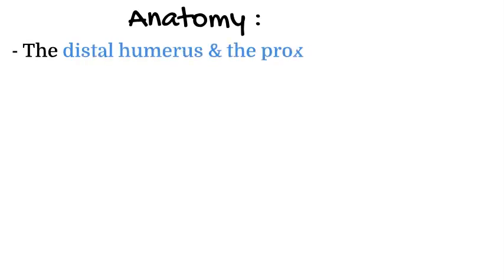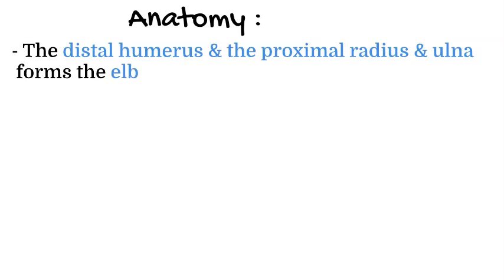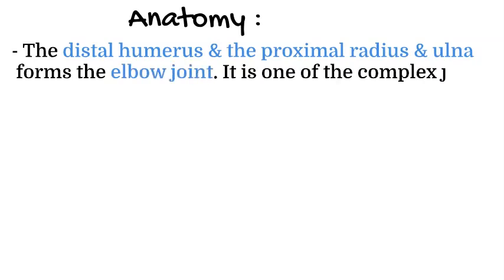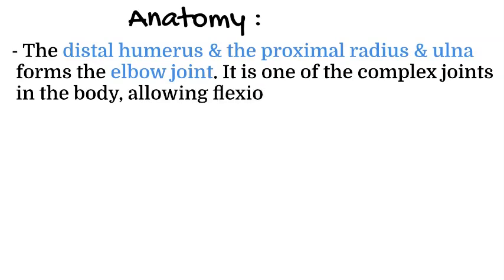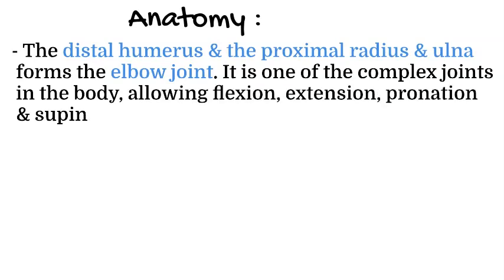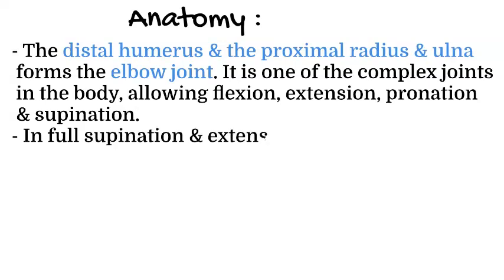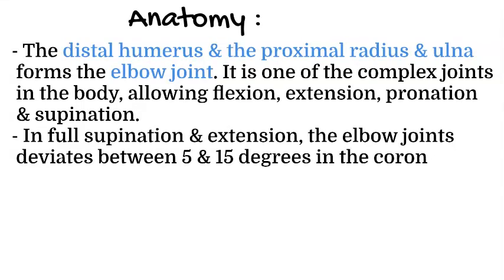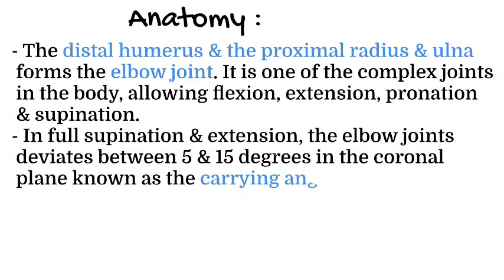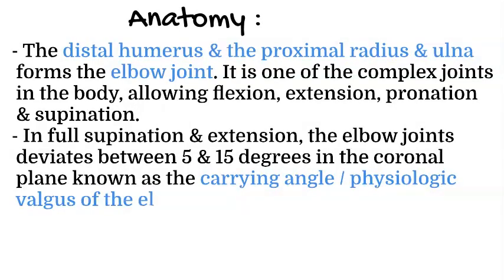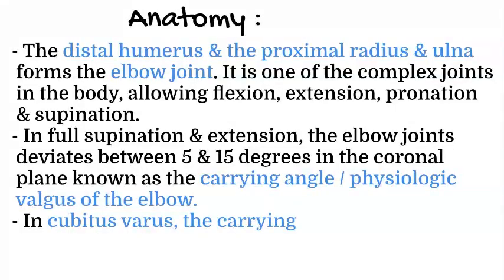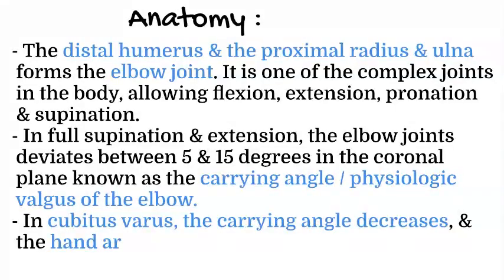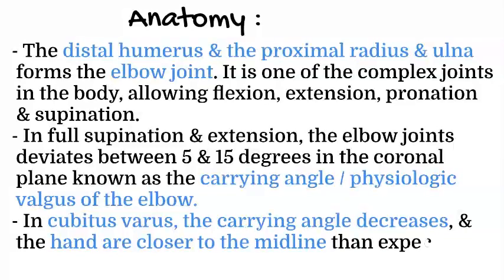Regarding the anatomy, the distal humerus and the proximal radius and ulna form the elbow joint. It is one of the complex joints in the body, allowing flexion, extension, pronation, and supination. In full supination and extension, the elbow joint deviates between 5 to 15 degrees in the coronal plane, known as the carrying angle or physiologic valgus of the elbow. In cubitus varus, the carrying angle decreases and the hand is closer to the midline than expected.